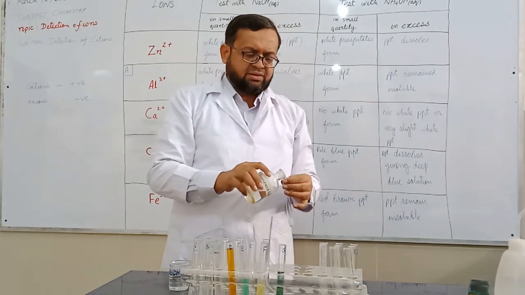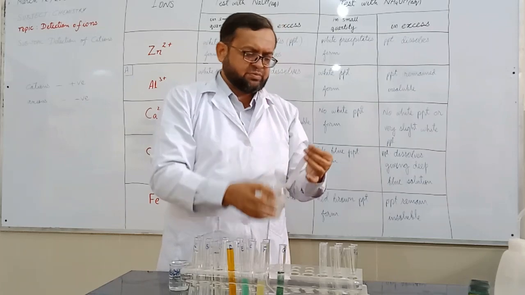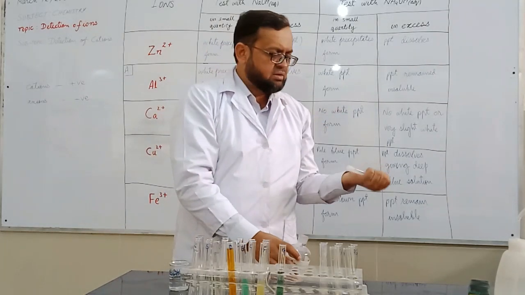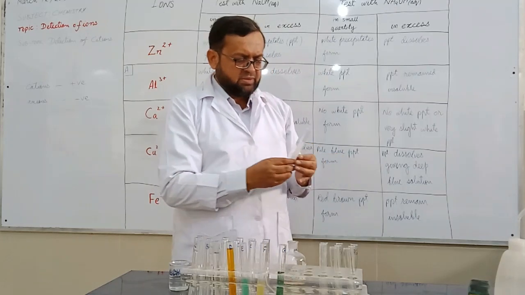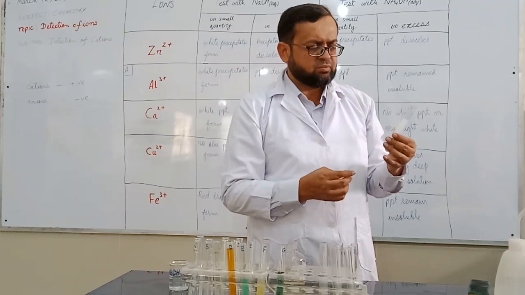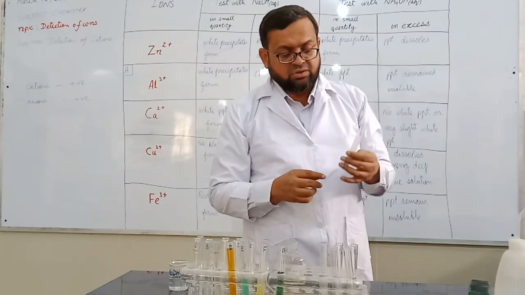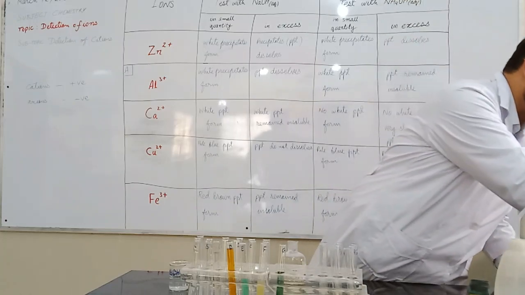But in excess, these white precipitates must be soluble. But I think the quantity of zinc ion is more than required. So I can check it after throwing away half of the solution. You can do it.